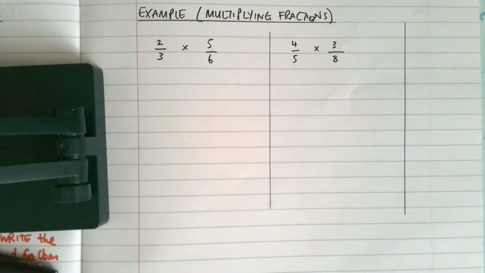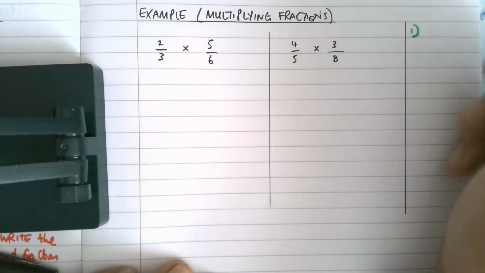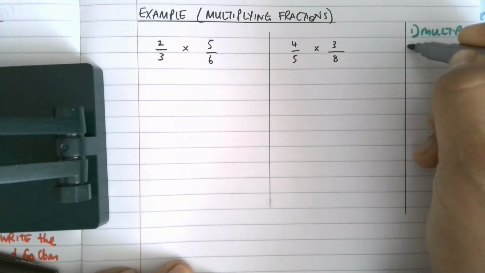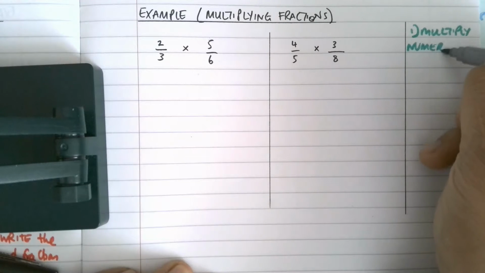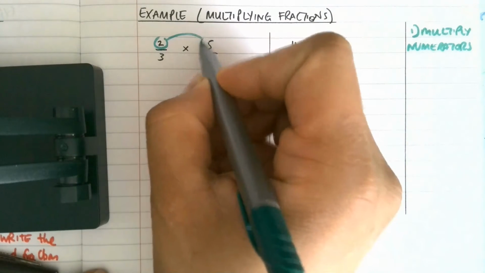Multiplying fractions. The first step is going to be just multiplying the numerators on both fractions. So if we look at the first one, we're going to multiply 2 with 5, so 2 times 5 is 10.